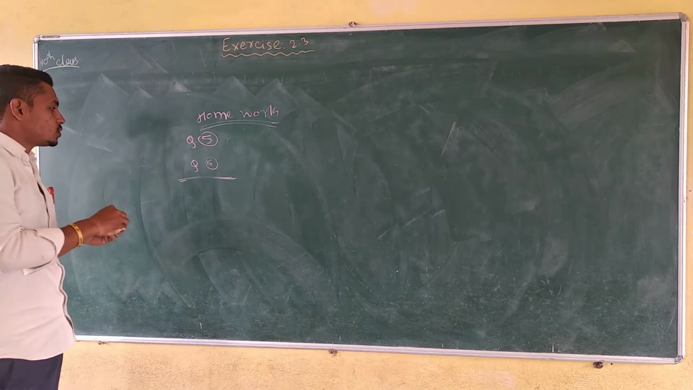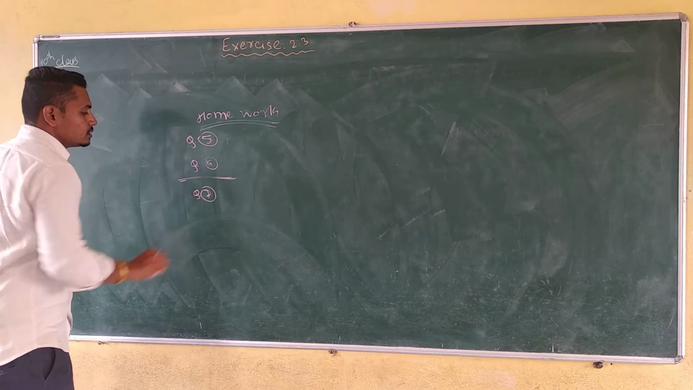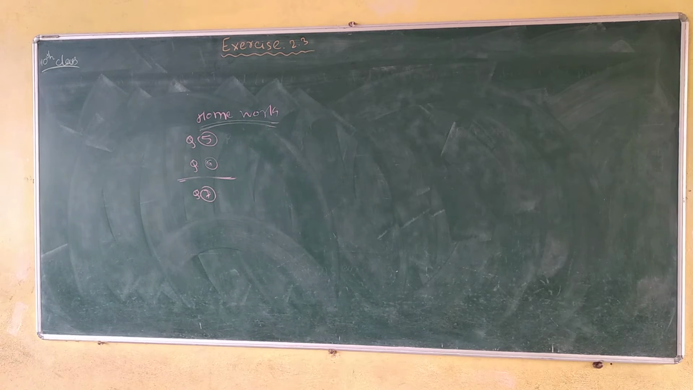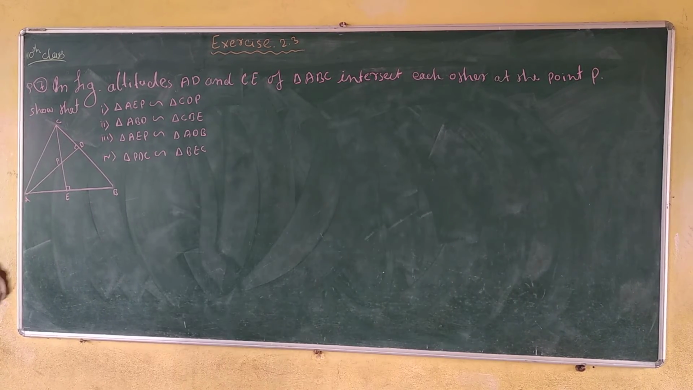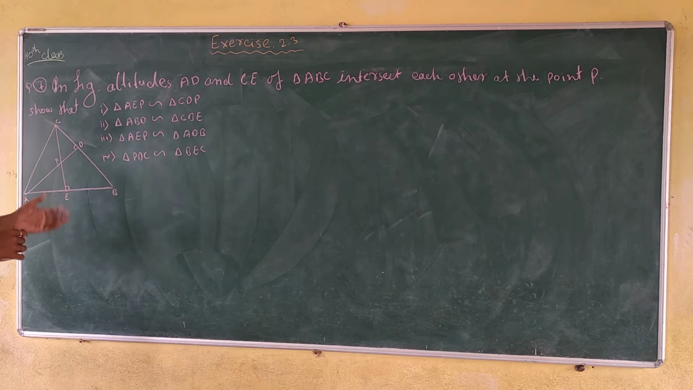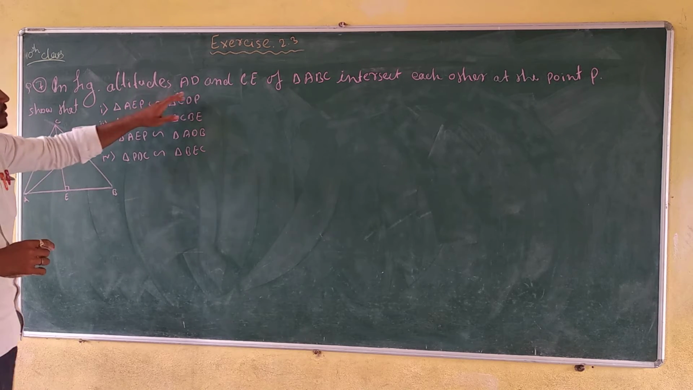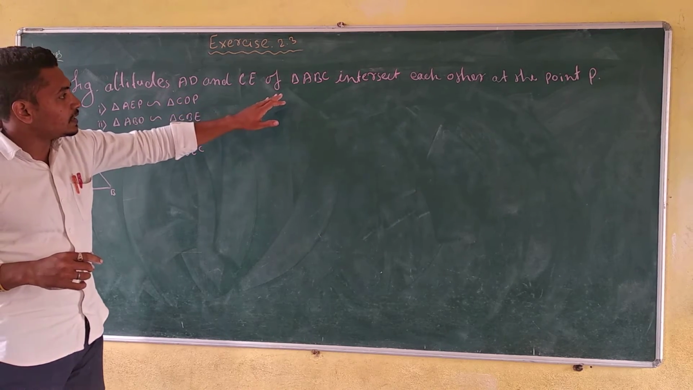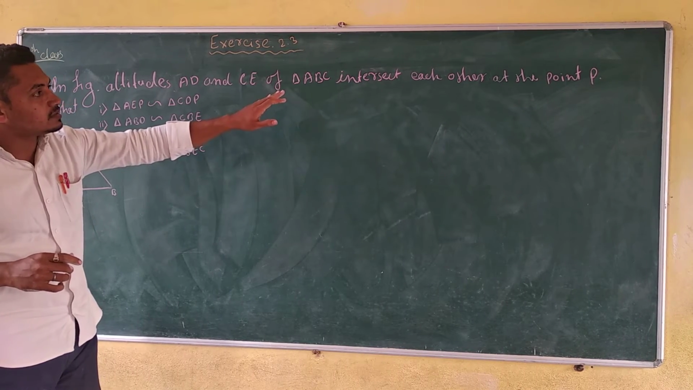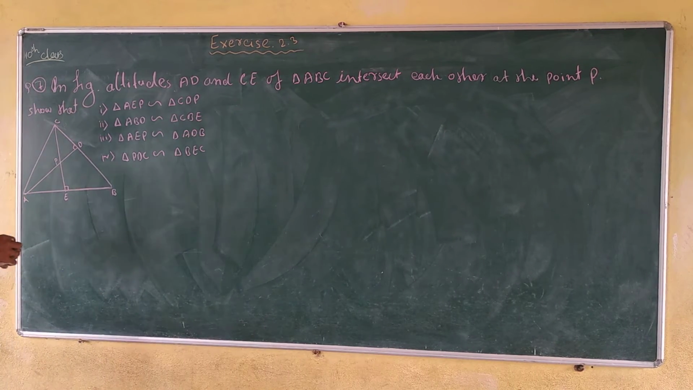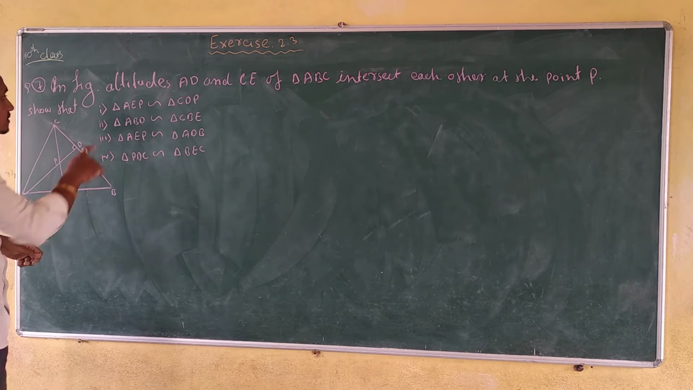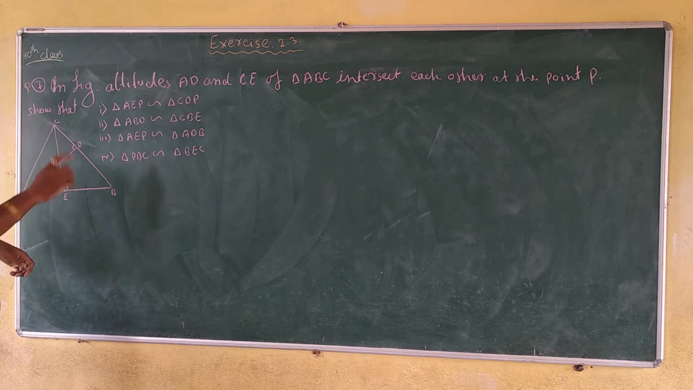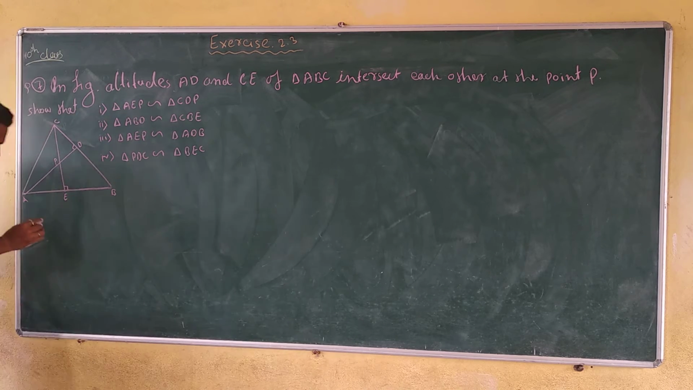Next, now move towards the next question, question number 7. See here, this is question number 7. In the figure, the altitudes AD and CE of triangle ABC intersect each other at the point P. Now we have to prove that triangle ADP is similar to triangle CDP.